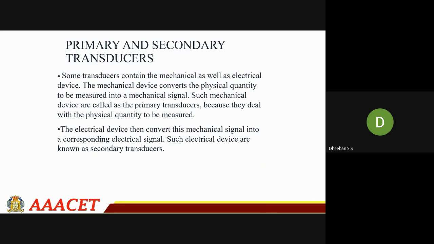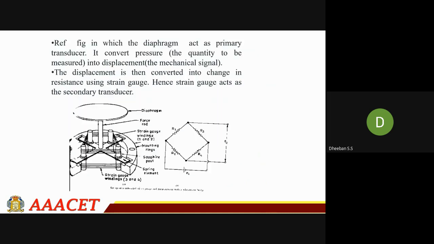So, primary and secondary transducers. Some transducers contain a mechanical as well as an electrical device. The mechanical device converts the physical quantity, while the secondary transducer is the electrical device that converts the mechanical signal into the corresponding electrical signal. This is possible in primary and secondary transducers.